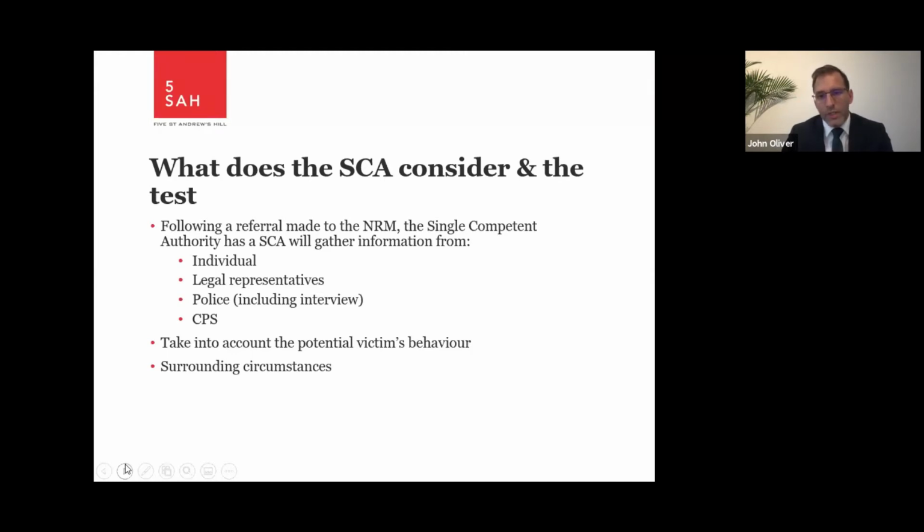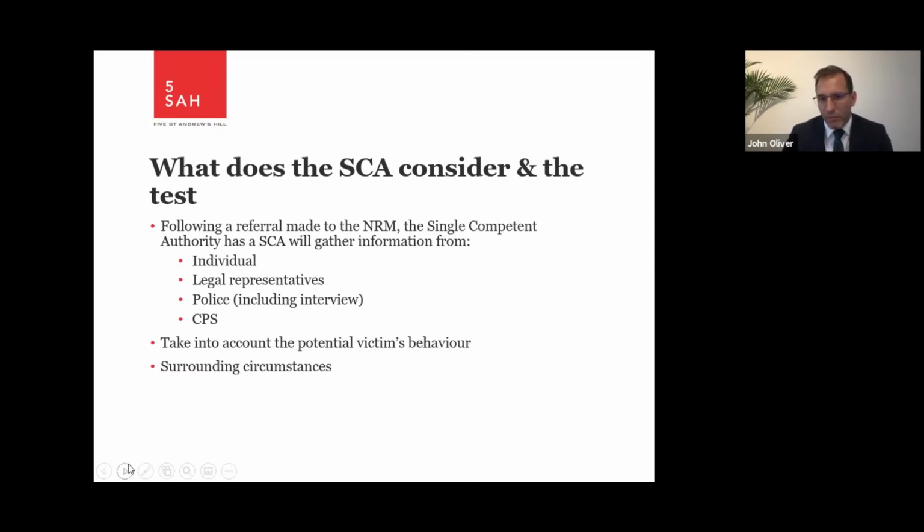And there are procedures in place that compel the police to find an officer who's specifically trained in interviewing vulnerable people, so that the police interview doesn't just address the issue or the offence for which they've been arrested, but also should ask questions with a view to obtaining information about whether or not that person has been trafficked.